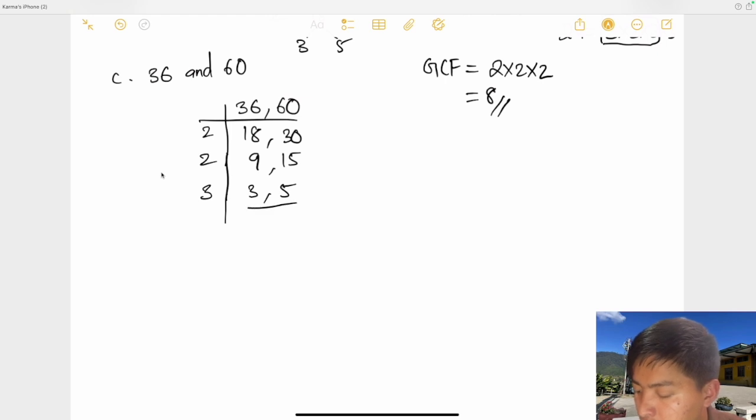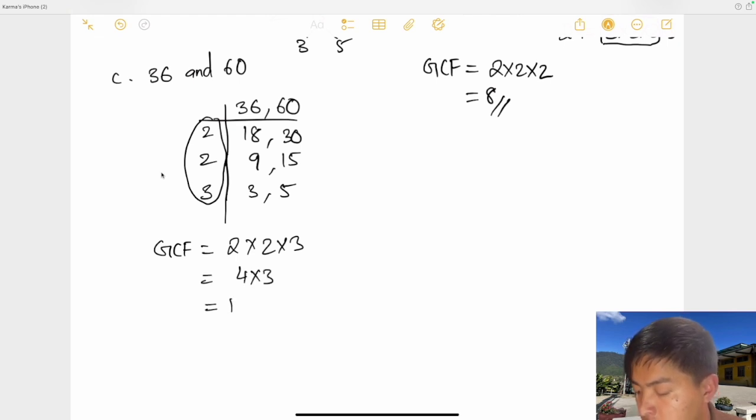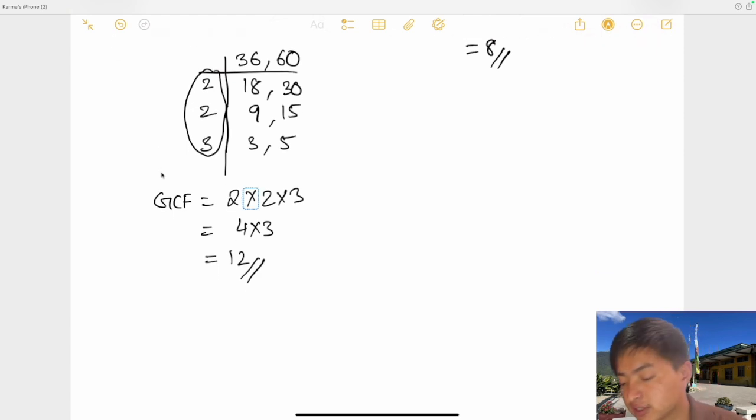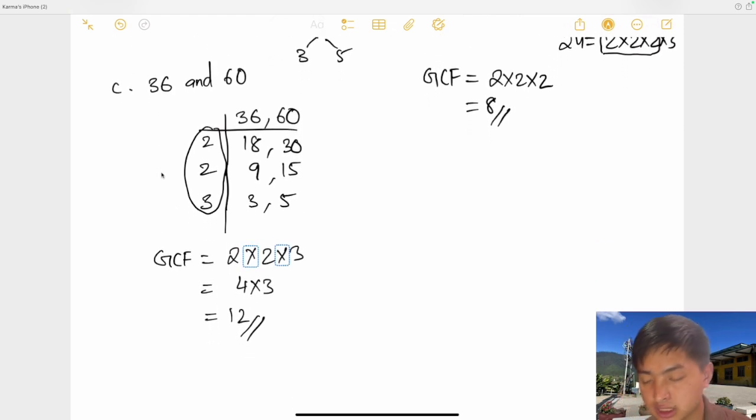And then we are left with 3 and 5, which are both prime numbers. At this point there is no prime number that can divide both 3 and 5. So we stop here, and the GCF would be just the numbers on the left column, which is 2 times 2 times 3. So 2 times 2 is 4, times 3 is 12. So the GCF of 36 and 60 is 12.